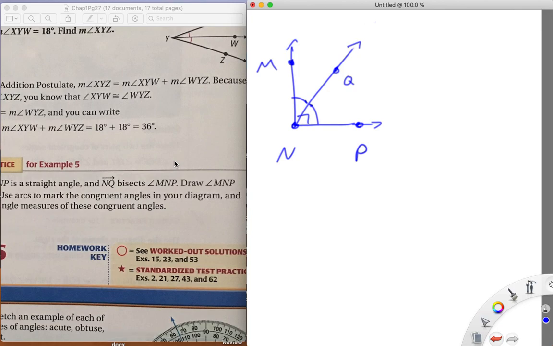Since I know that it cuts it in half, and I know it's a 90-degree angle, I would know that the smaller angles, angle M and Q, would be congruent. Actually, do this. The measure of MNQ would be equal to the measure of PNQ, which would be 45 degrees.